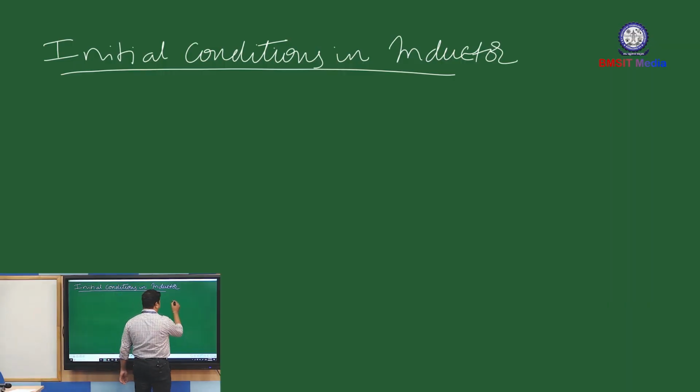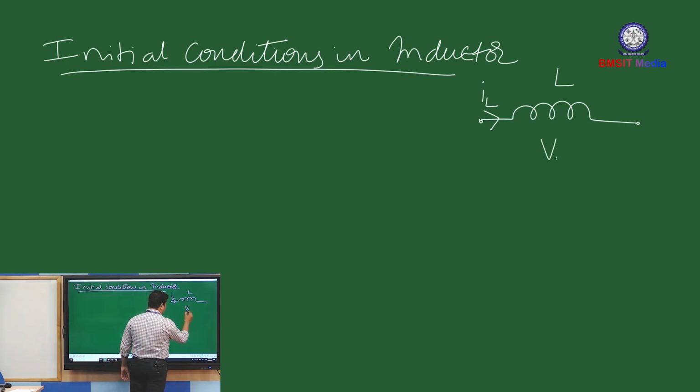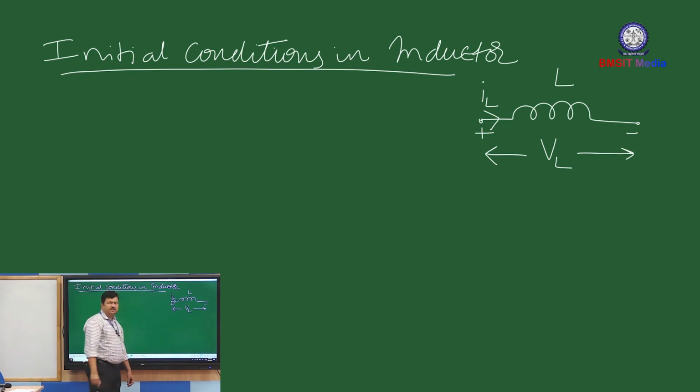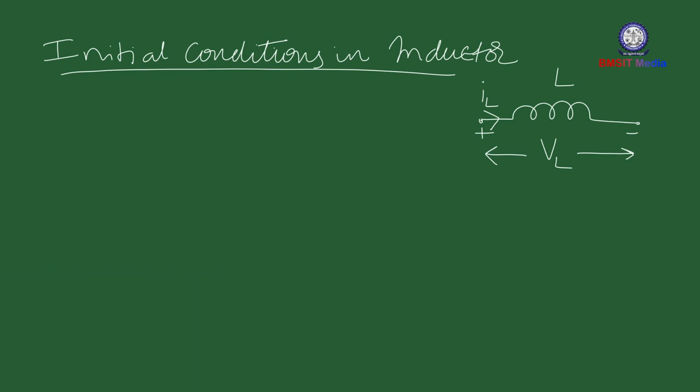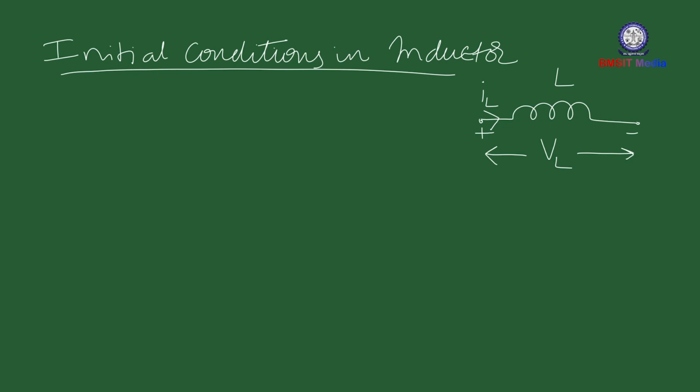So let us consider an inductor of inductance L. Let this be carrying a current IL, and the voltage across the inductance, let me take it as VL. I will follow the passive sign convention. Okay, so I have an inductor of inductance L carrying a current IL, and the voltage across this inductance is VL.